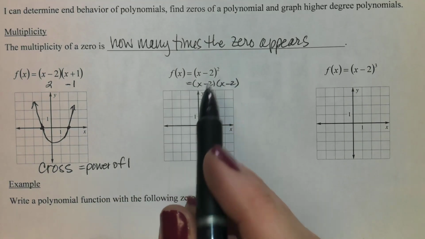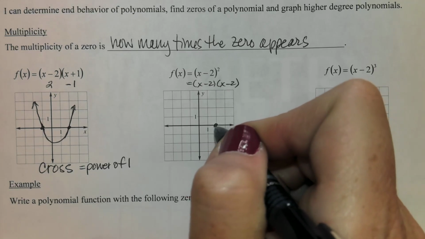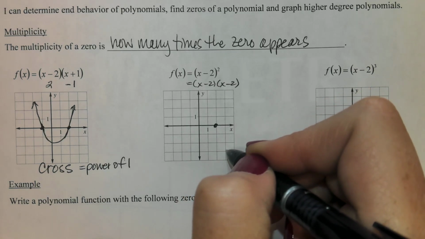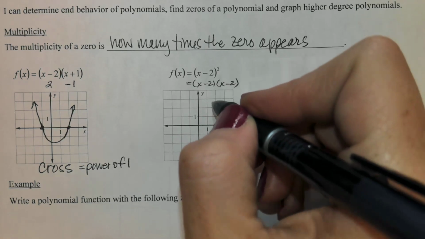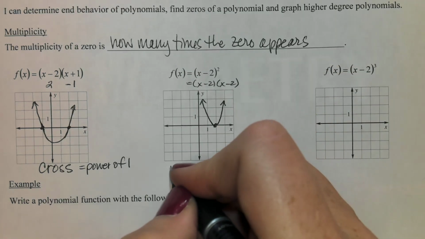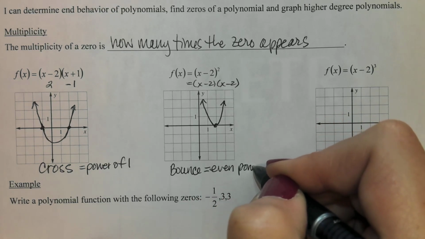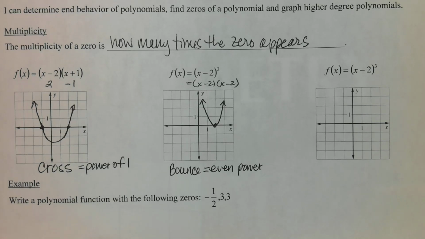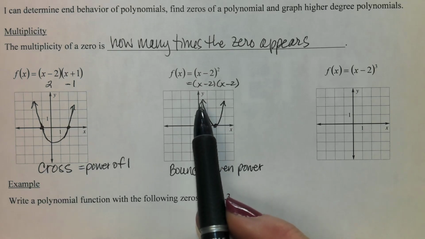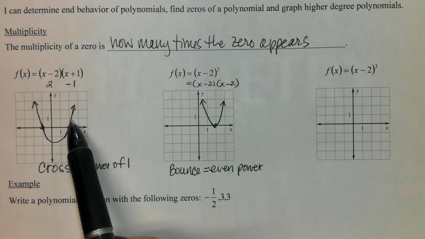When the 0 shows up twice, so this 0 is at 2, we don't graph it again, but at that 0, it doesn't cross through and head to the other side of the x-axis. It hits that 0 and then it bounces right back. So we call that one a bounce. And that works for any even power: squared, to the 4th, to the 6th. That's the behavior that happens at that 0. It comes through, hits that 0, and bounces back, different than crossing straight through the 0.